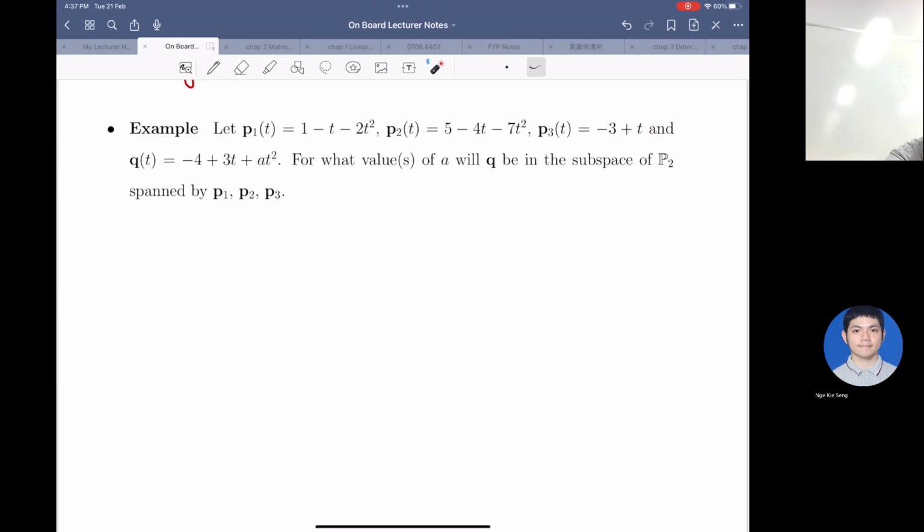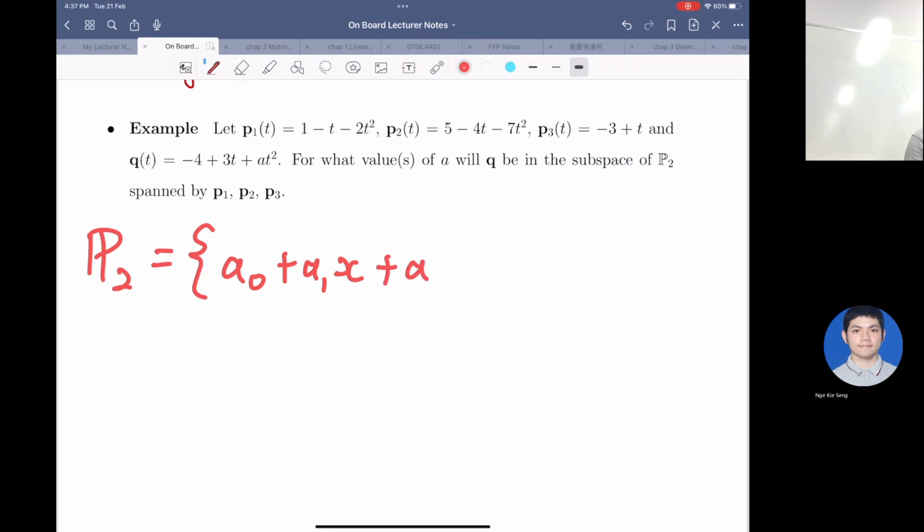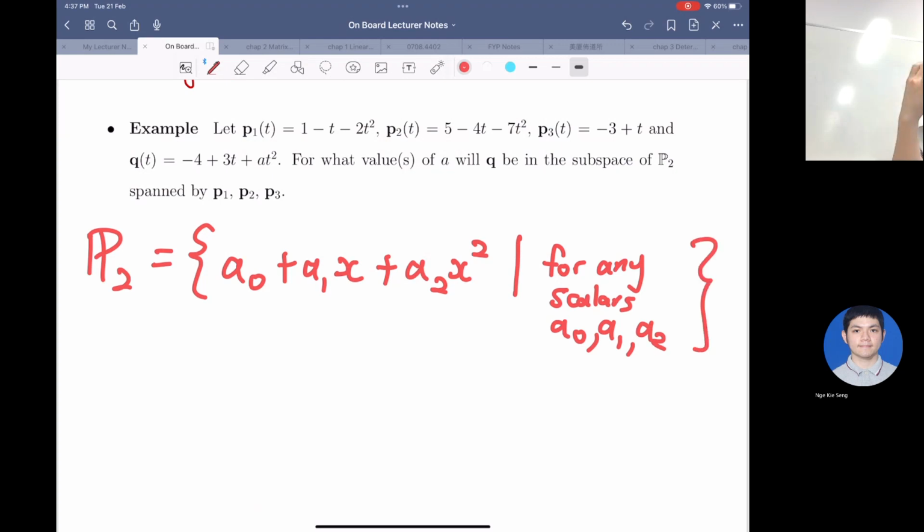Everything here you should be familiar with already. Subspace, do you know? Satisfy the conditions, 3 conditions and subset condition. P2 is the set of polynomials of degree at most 2. So in your mind, you should pop out the set, written as a0 plus a1x plus a2x squared, for any scalars a0, a1, and a2. So this is the element you have in P2, spanned by P1, P2, and P3.